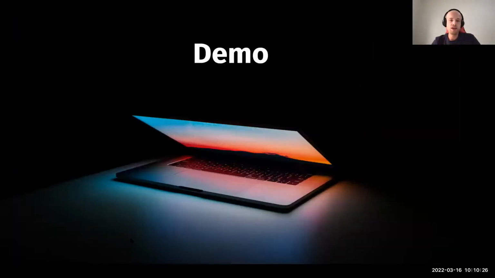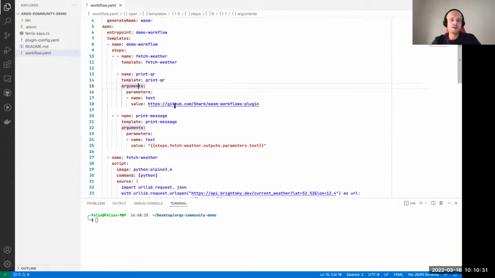Okay, enough of the talking. Let me show you a quick demo. Hopefully you can see my VS Code here. What I did here is just a quick demonstration of how it looks to use plugins and WebAssembly with Argo Workflows 3.3. What we're trying to do is print a QR code, which encodes the link to my repository and the current temperature in Berlin. And let me quickly start this workflow.